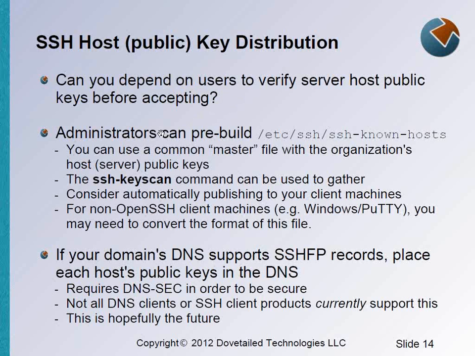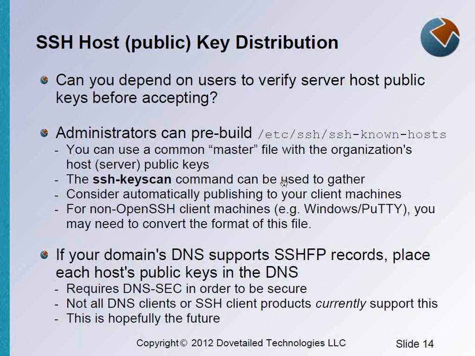So the answer to this is one of two things. First of all, the administrators can pre-build a master list of all of the public keys for your servers in your configuration. When you create a new server in your organization, you can put all the keys that belong to all the servers in your organization into a master SSH known host file. Build one master, and actually there's a command you can use to help build those, the SSH keyscan command, which you can give a list of a whole bunch of servers, and it'll go out and grab their public keys for you.